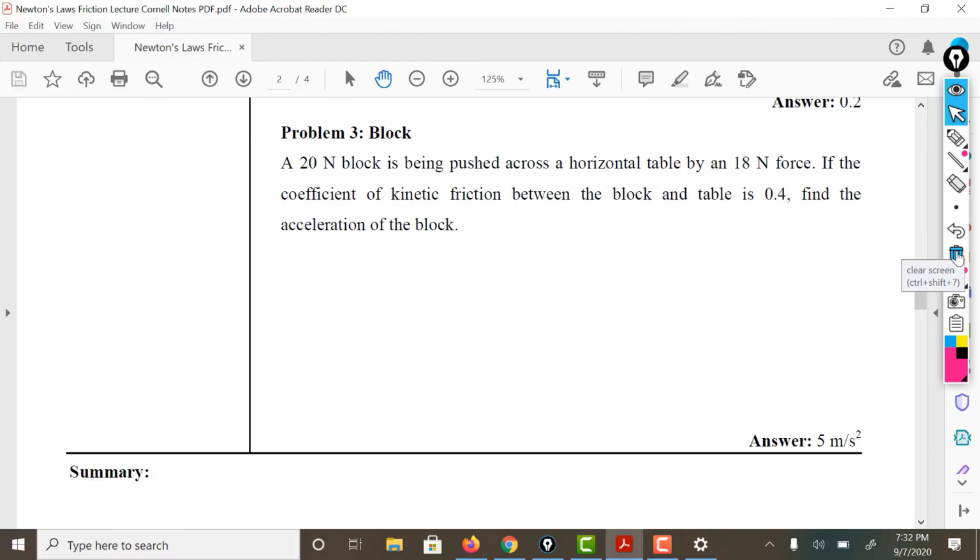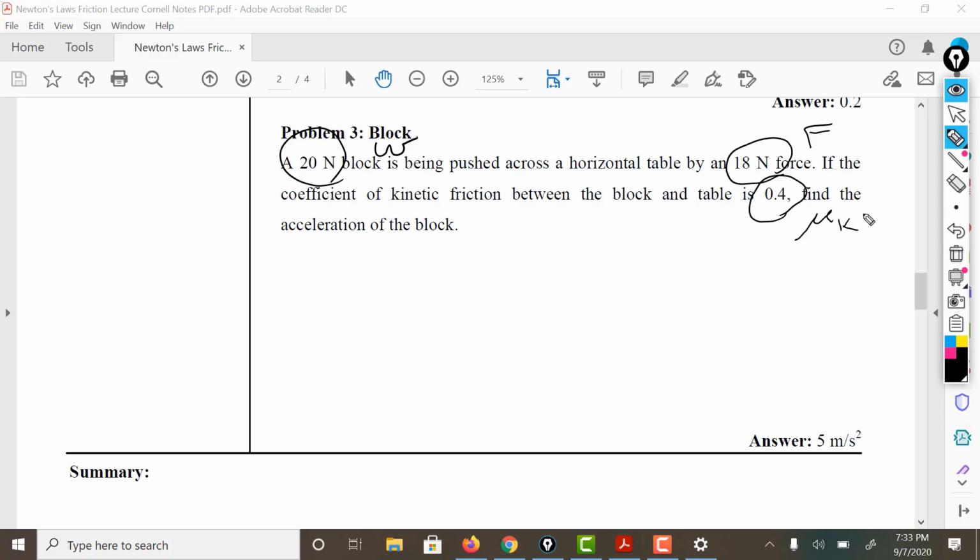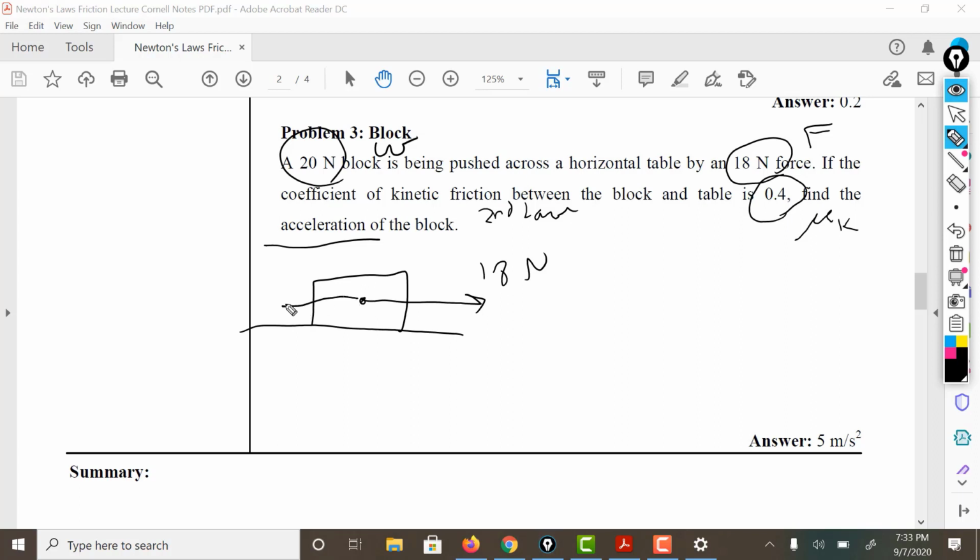Problem 3. We identify this as a weight, and this is a force, and this is not a friction, this is a mu, and it's a kinetic mu, which means this is moving. It has an acceleration. This is second law. We said 18 newtons are pushing it this way. It experiences a kinetic friction. You have a weight going down, which is 20 newtons, and you have a normal going up as well.